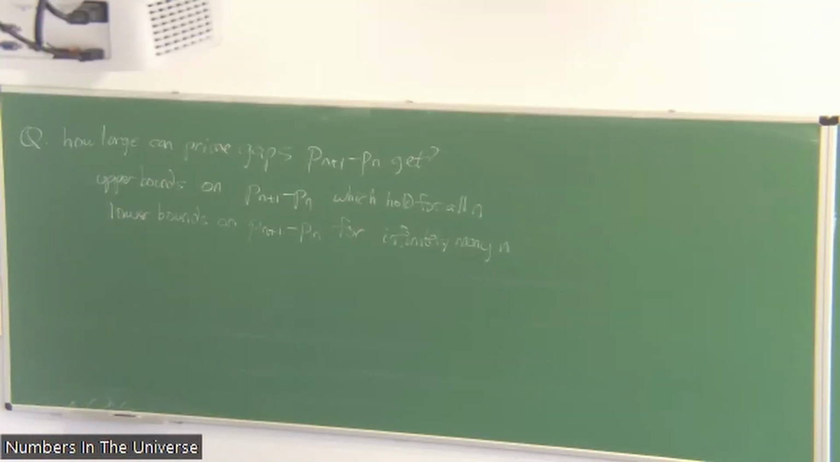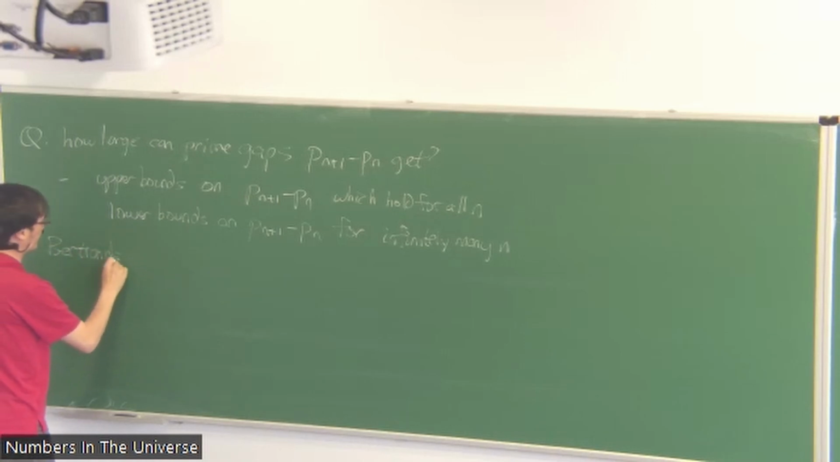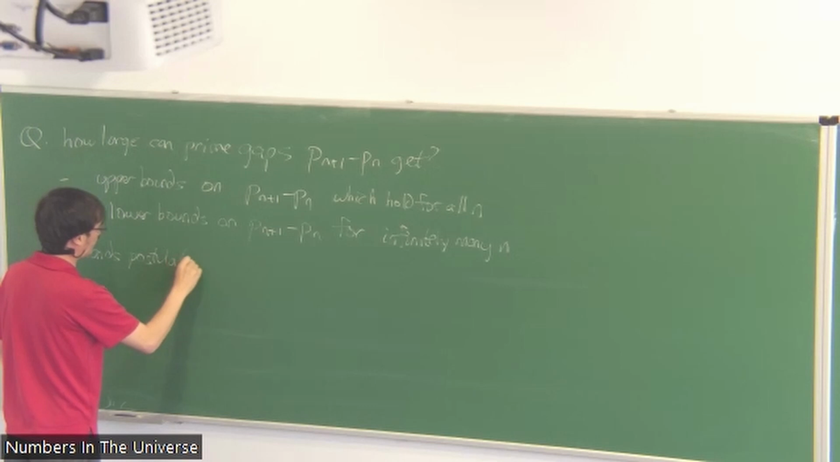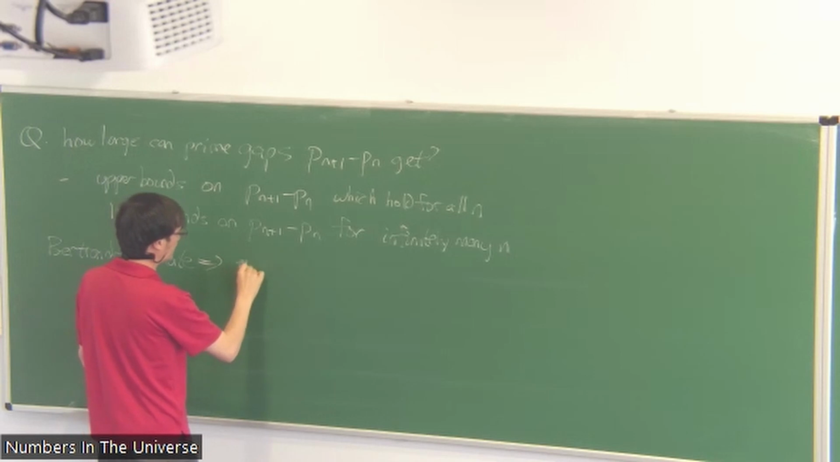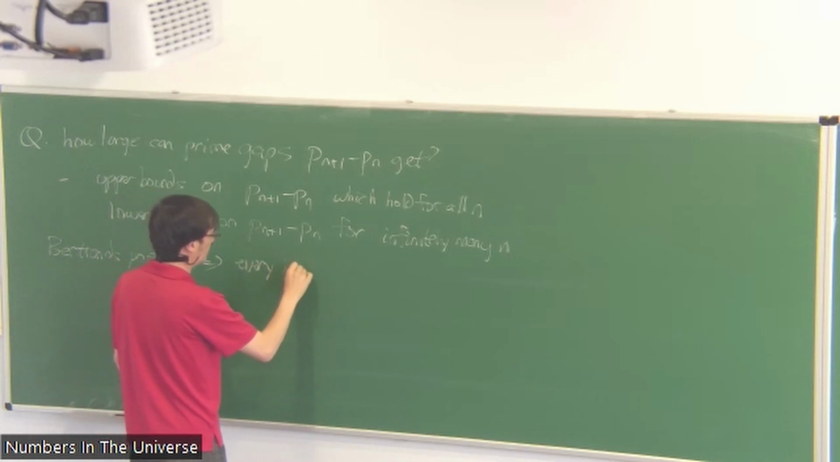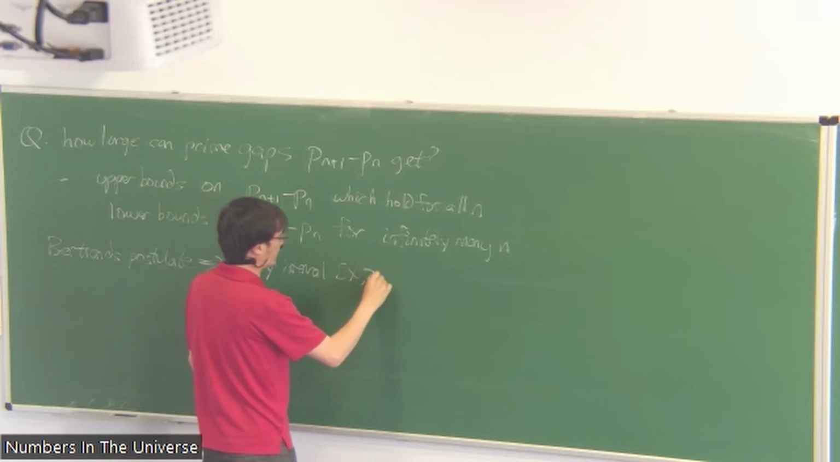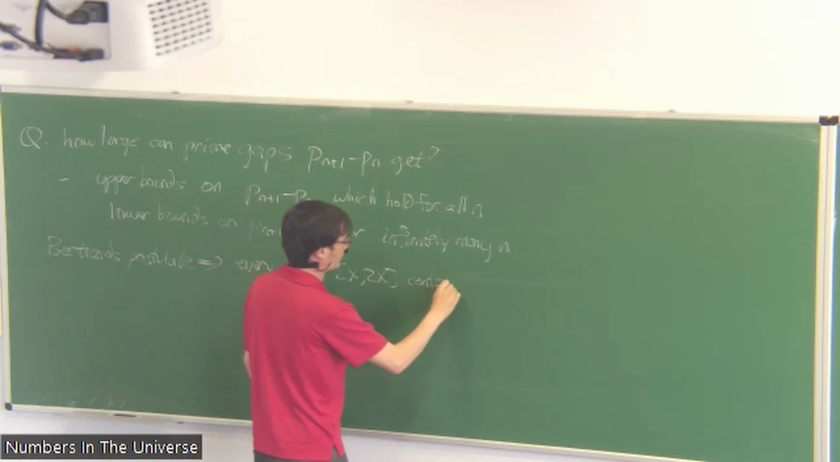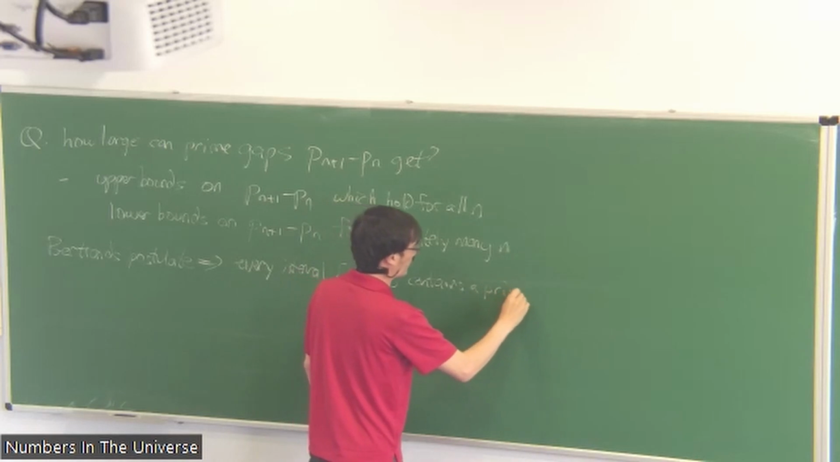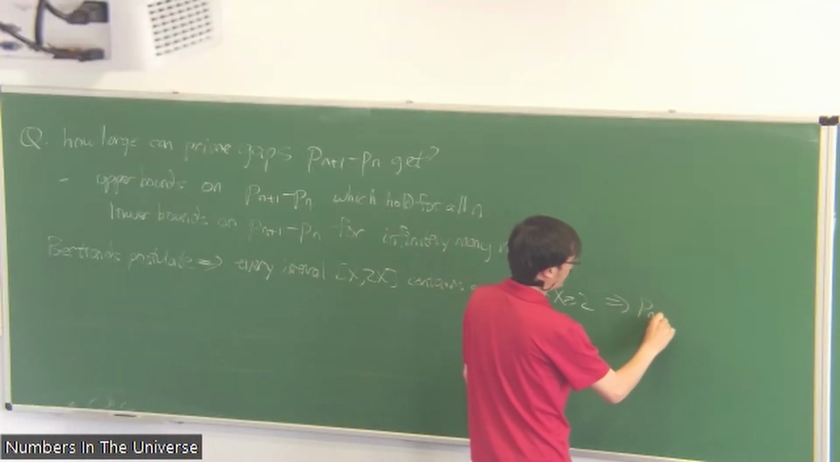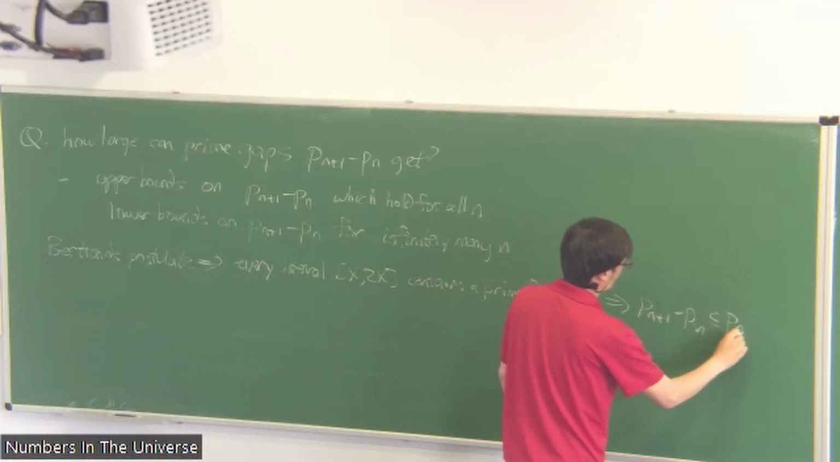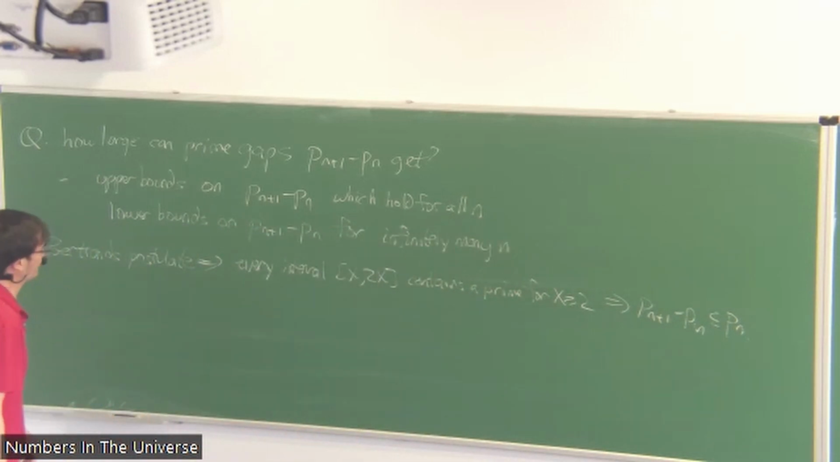All right. So we can start with the upper bounds first. Last time we talked about Bertrand's postulate, a classic result in elementary number theory. It says that every interval x to 2x contains a prime, for any x bigger than 2. And so this already gives a very simple upper bound: prime gaps are never bigger than p_n.